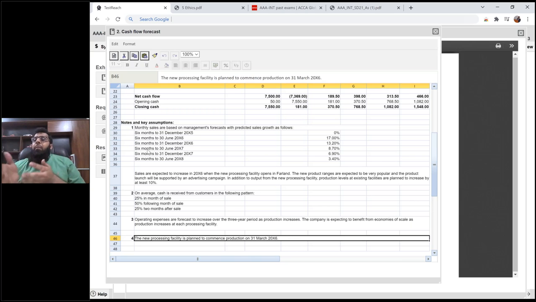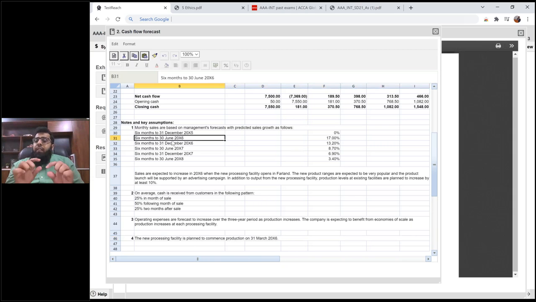We cannot even build our house in 8 months. Constructing a house also takes 1 or 2 years. You will make a whole production facility, and that will start production on 31st March. That is very questionable. Then one more thing. Now, I want you all to participate with me. Question their assumptions. In 6 months to 30th June, he says that our sale will increase by 17%. In March, your production facility will start. April, May, June. And you will generate 17% of the sale. How is it possible?